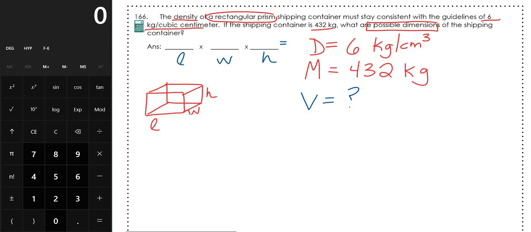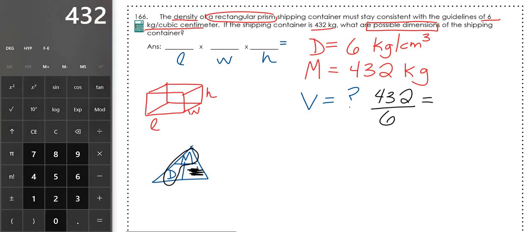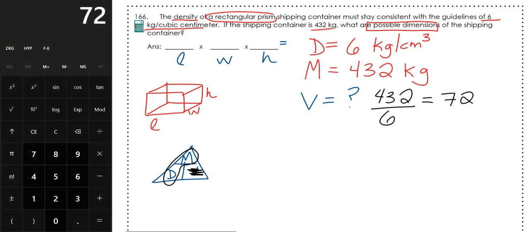Now, since it's a density question, think about your density triangle, DMV. Since I'm looking for the volume, I'm going to go ahead and cross out V. And notice that mass over density is going to give me the volume. So I'm going to do 432 divided by 6 and see what I get. So in my calculator, 432 divided by 6 equals, I get 72 centimeters cubed for my volume.